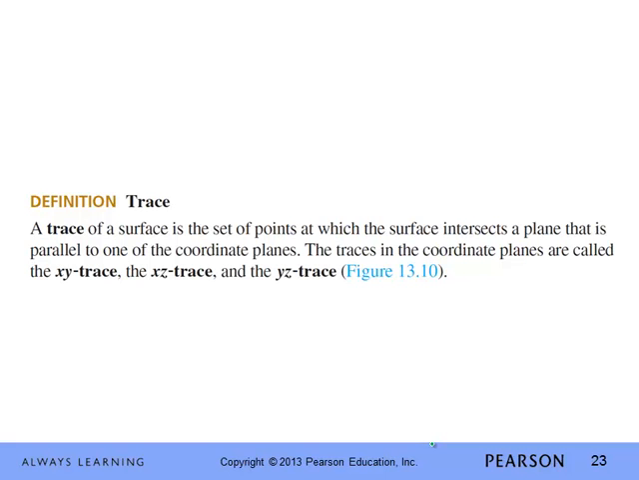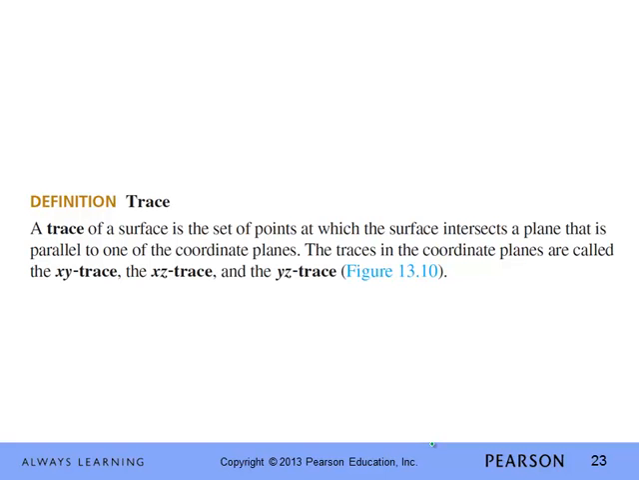I've mentioned that a couple of times, and here's the official definition of what a trace is. It really comes down to this. You have some equation involving x, y, and/or z, which is the equation for a surface, the surface being the graph of that equation involving 3 variables. And the trace is, in essence, the intersection of that surface with one of the 3 coordinate planes.